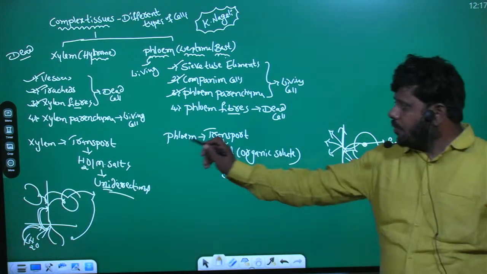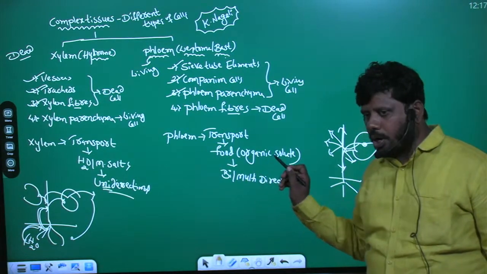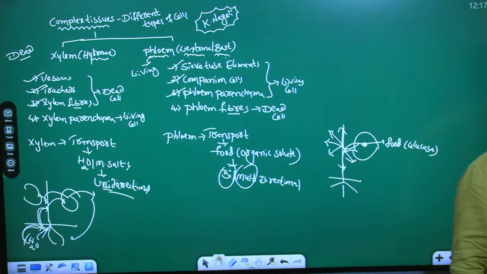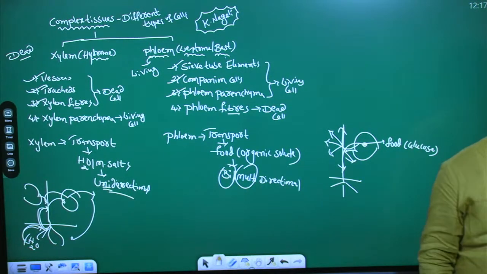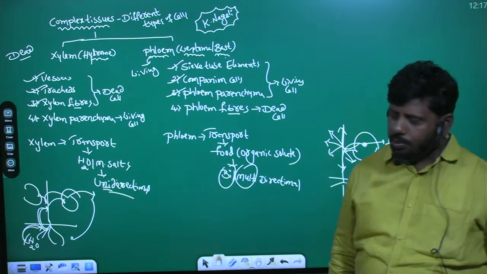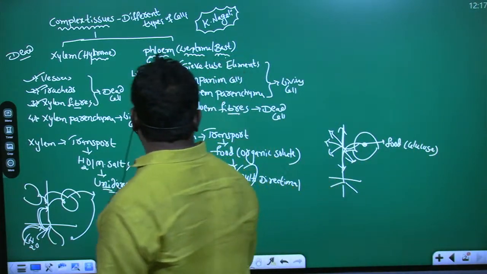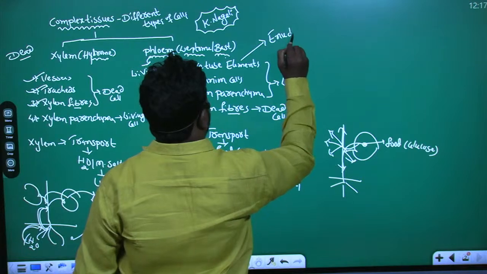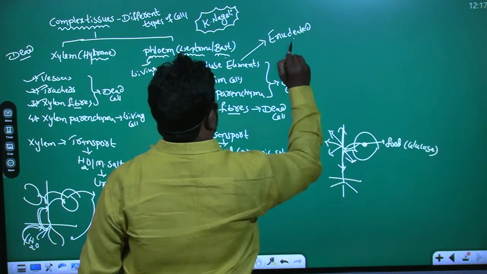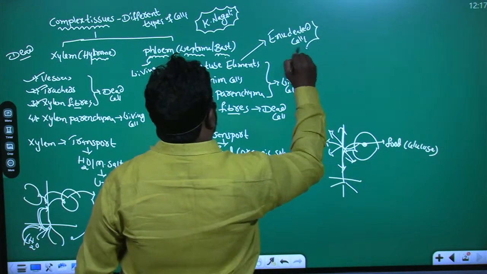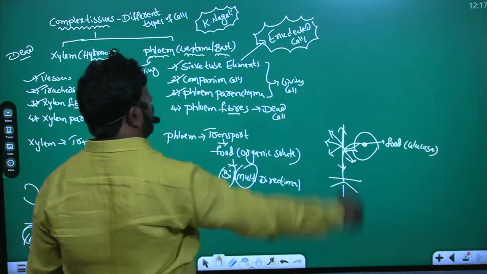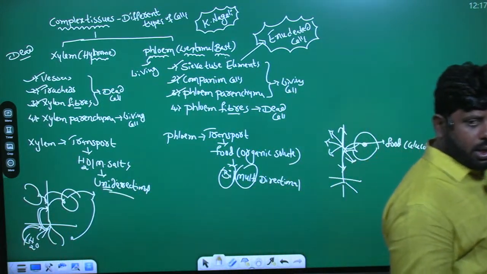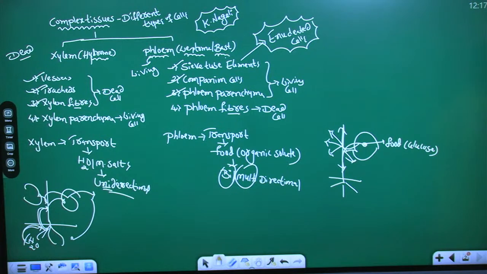That's why phloem transports the food or organic solute in a bidirectional manner or multi-directional manner. That is the important point we say. And see, sieve tube elements are the example of enucleated cells. Enucleated means at maturity the nucleus is absent.